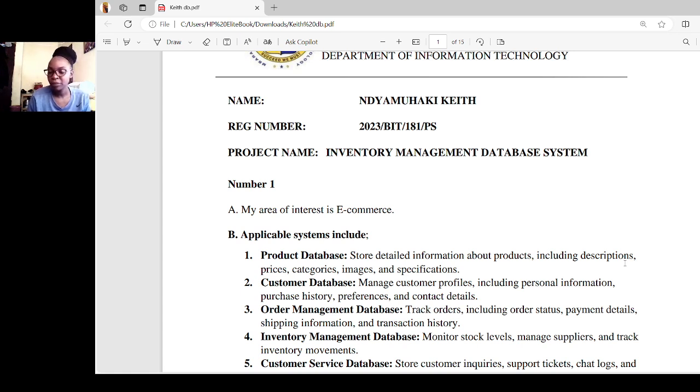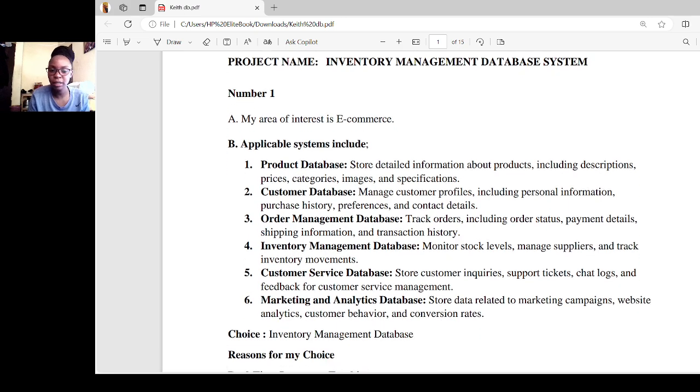I'm a student at Mbara University of Science and Technology, and I'm here to present to you my project report. First of all, my area of interest is e-commerce, and I have some of the systems that can be used under this sector. As for my project, it is called the inventory management system, and some of the applicable systems in this e-commerce include product database, customer database, order management database, inventory management database, customer service database, marketing and analytics database, among others.